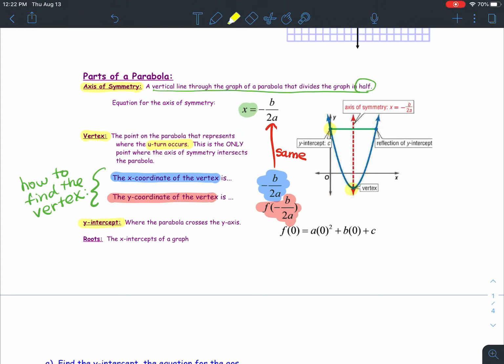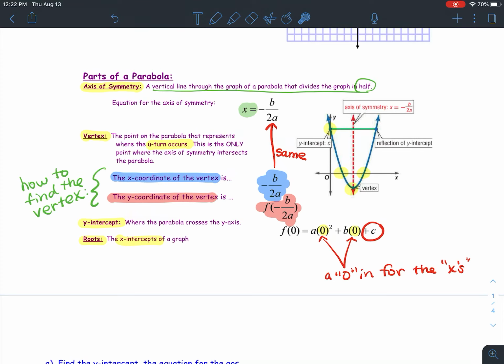The y-intercept, of course we know, is where the parabola is crossing the y-axis. What's common about all y-intercepts is that the x value is 0. So you will find the y-intercept by taking your equation and substituting a 0 in for the x's. Whatever you're left with, which by the way would always be your c value, that is your y-intercept.